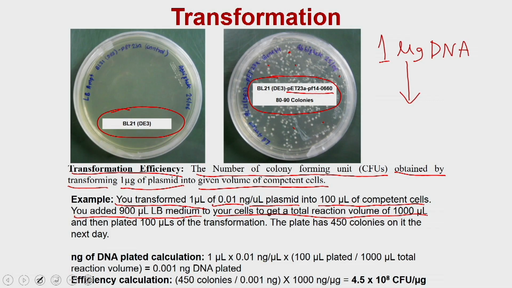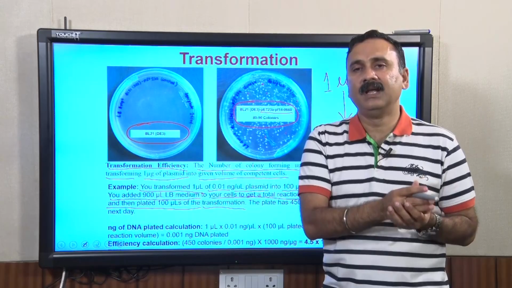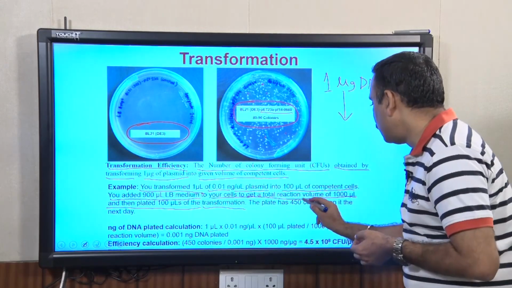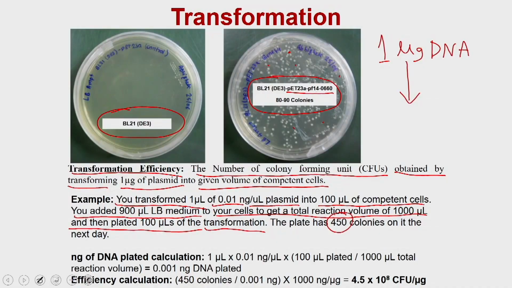Now, from this 1000 microliters you have taken only 100 microliters and plated it onto the plate. Then you have taken the plate and put it into the colony counter. If you remember, we discussed the colony counter when we were talking about microbial growth kinetics. The number of colonies you got in the colony counter is 450 colonies. Now let us see how to calculate the transformation efficiency.